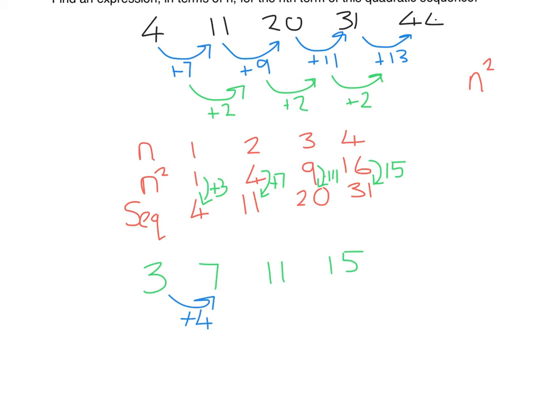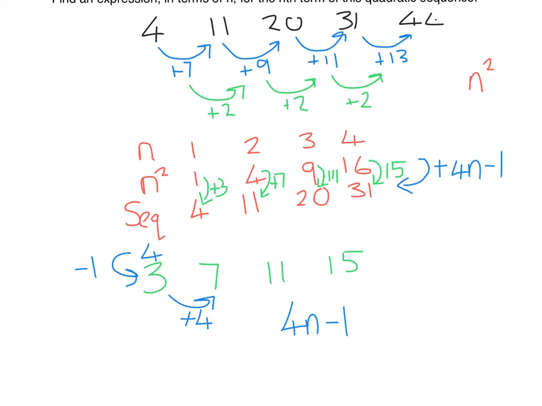So it's the 4 times table, so it's 4n. But the 4 times table starts at 4. We've started 1 below that, so that's minus 1. So to get from the n squared line to the sequence line, what we're effectively doing is adding 4n minus 1.